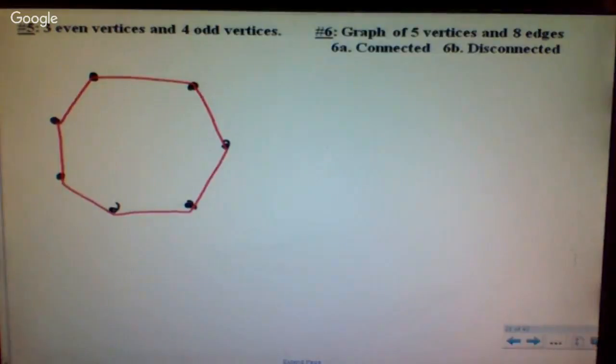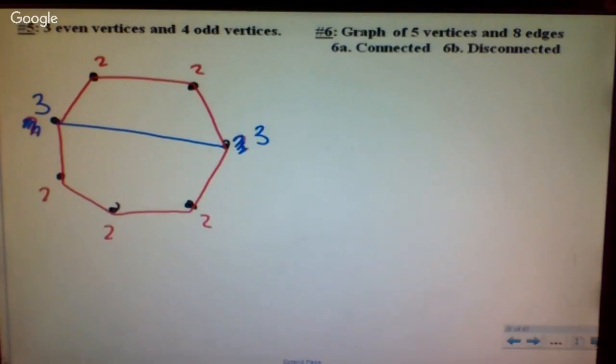So right now, if you've got a picture that looks like this, each one of these has a degree of 2. We need to make 4 of these odd. So I can take my pencil and connect one of the dots across the center. There you go. When I draw this extra line, this now becomes 3. This side also becomes 3.